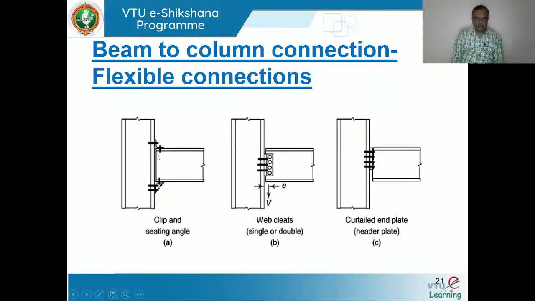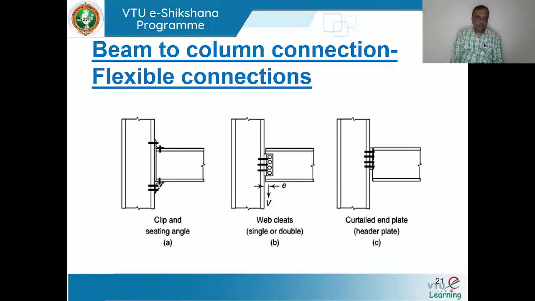For ensuring the connection, we will be using one angle at the top and one angle at the bottom, and these are connected by one or two bolts. If you make a connection like this and see the behavior of the beam with respect to the column when the beam is loaded, you will see a substantial slope at this support. So this behaves something like a simply supported beam. As you know, in a simply supported beam there exists a slope at the support.